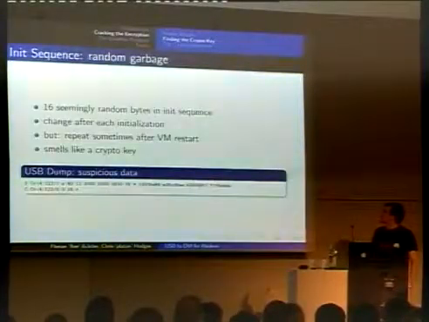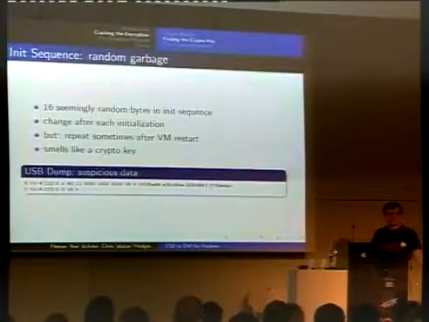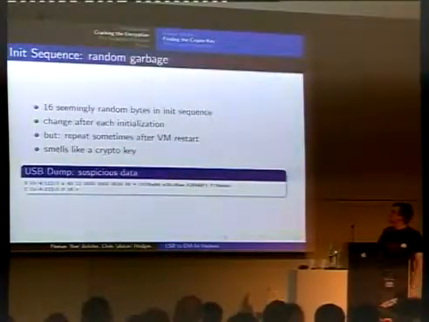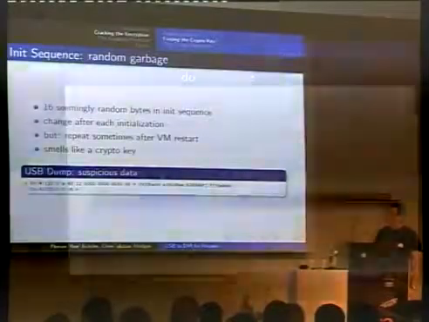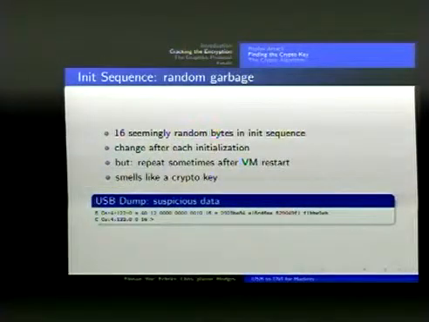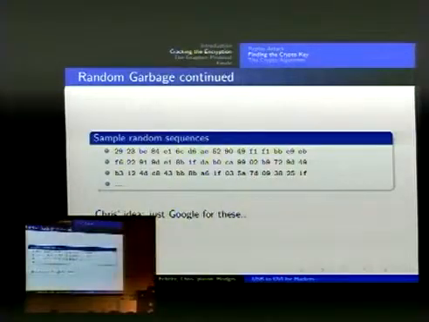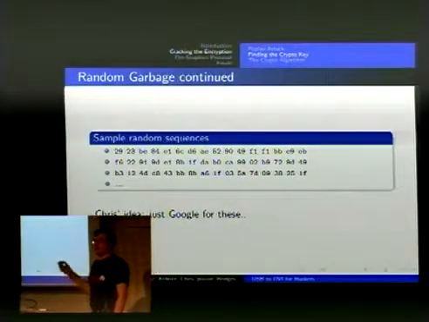And there's one interesting control transfer in this entire initialization sequence, which is just 16 bytes of seemingly garbage. What's most interesting is these repeat after each device initialization, but sometimes after you restart the virtual machine, the same bytes occur again. So again, we started thinking that this might be a crypto key, and so here were some sample sequences which look pretty random. Now Chris had a really good idea, and we just entered those into Google.